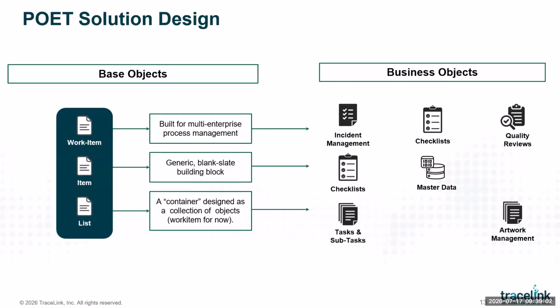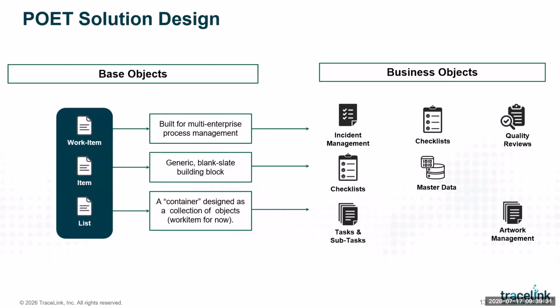On the left, you can see 3 base objects. On the right, you see examples of business objects created from them. We configure these to support processes such as incident management, checklists, quality reviews, tasks and subtasks, master data, and artwork management. These business objects always connect back to the base objects. They follow the same structure and rules. The connection keeps the system consistent and easier to manage.